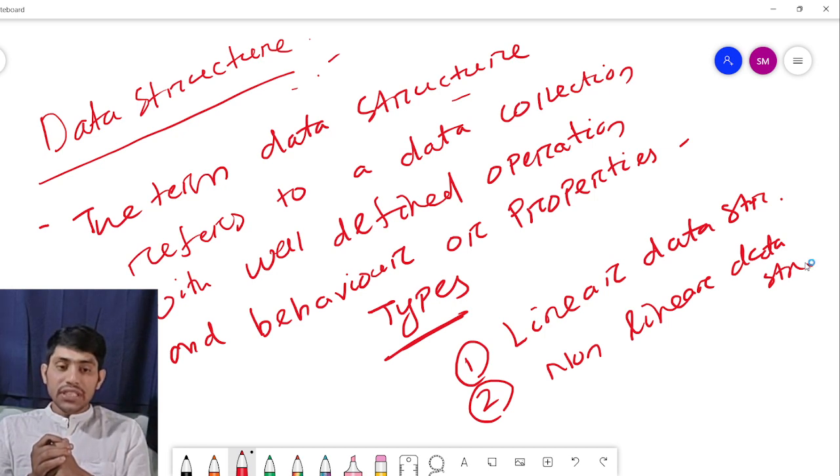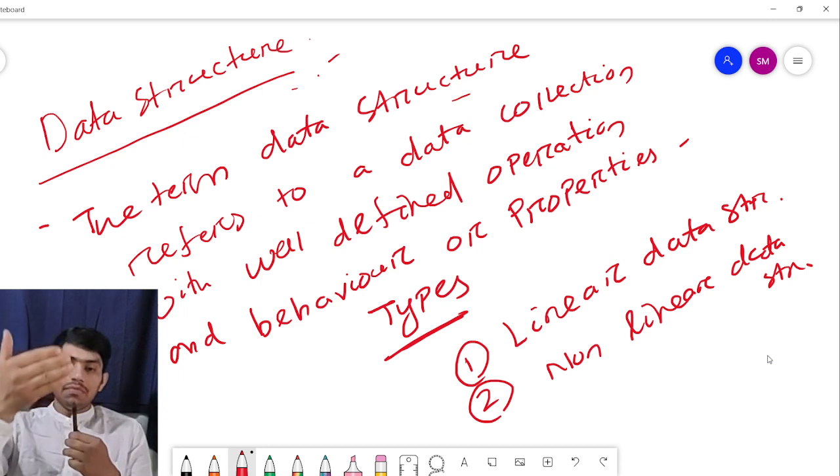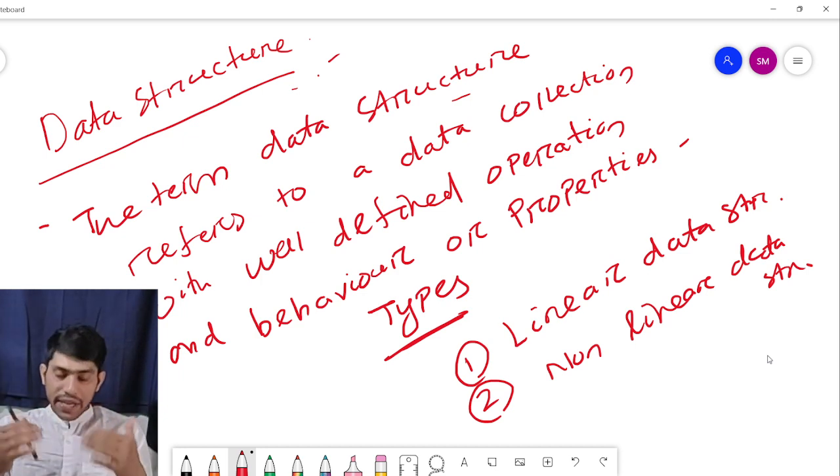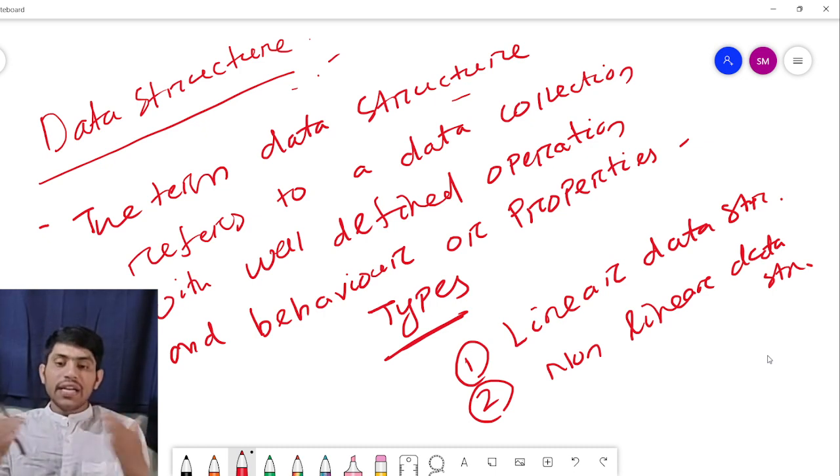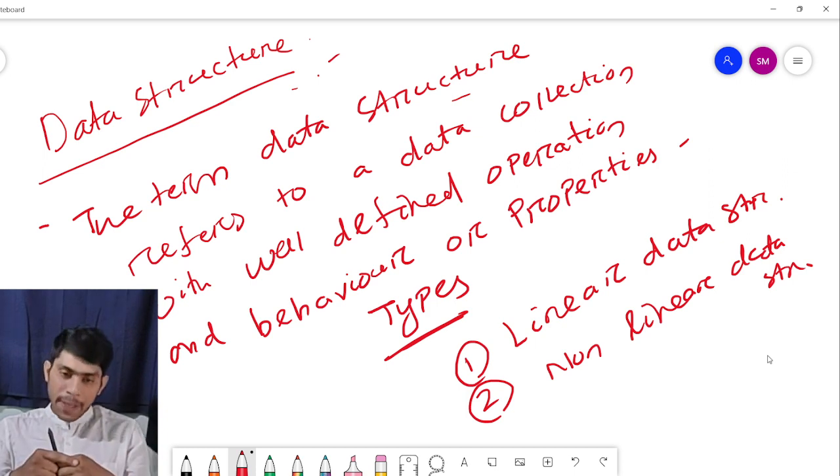Linear data structure means the data should be in a particular sequence. There is some sequence we will maintain, a particular sequence or particular order in a linear data structure. As the name says, it is linear. But in a non-linear data structure, there is no such sequence. It is in hierarchical order or any other order. There is no particular order or particular sequence. I think everyone is clear about that.